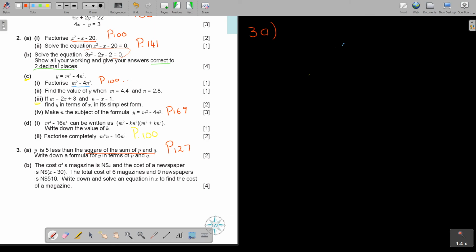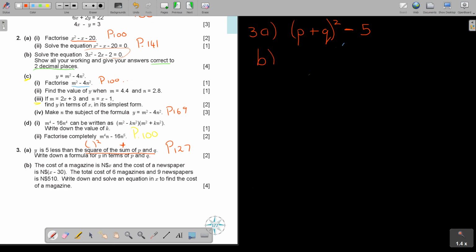Okay, so the square of the sum, that means plus, and that means square. So I must take P and Q, and I must square it. Okay, and then y is 5 less, and less means subtract, and this is just an expression first. Write down a formula for y in terms of P and Q. It's not an equation, that's your answer.